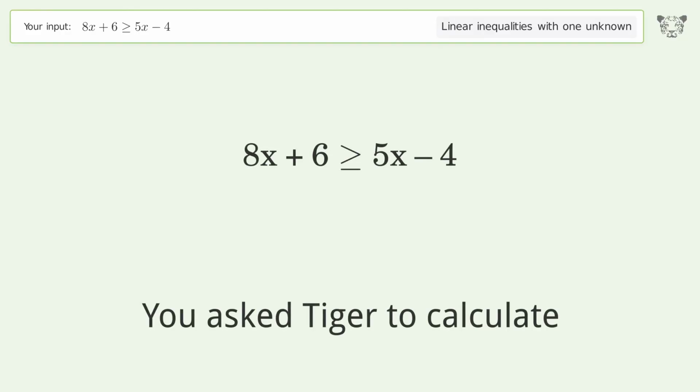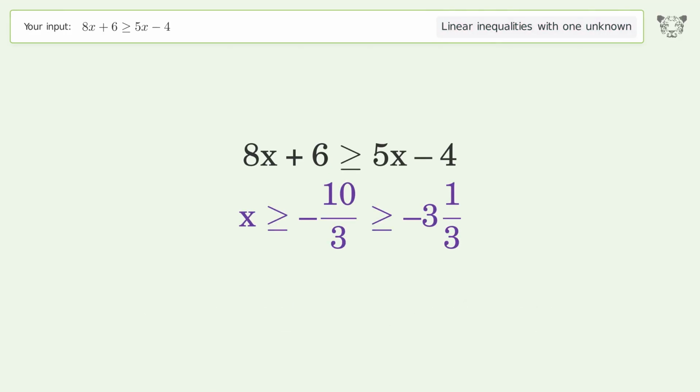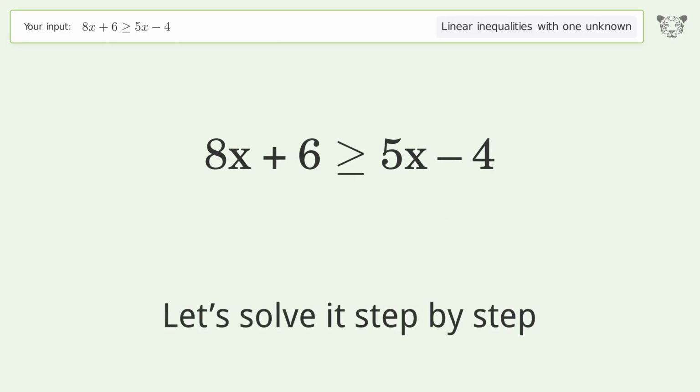You ask Tiger to calculate. This deals with linear inequalities with one unknown. The final result is x equal or greater than -10/3 equal or greater than -31/3. Let's solve it step by step.